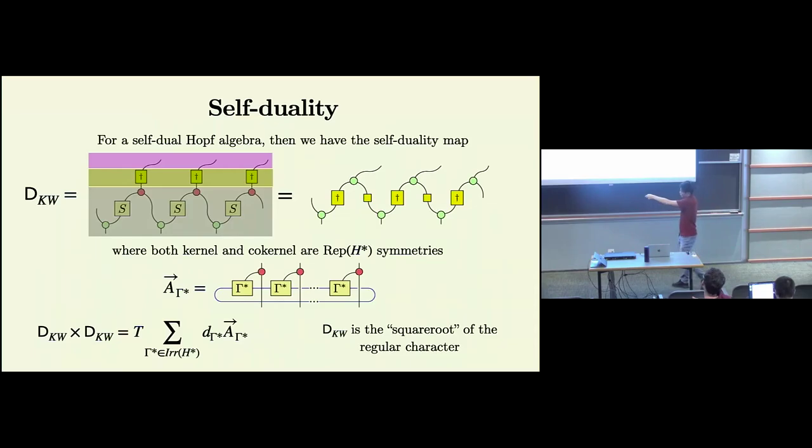And you can compute the fusion rules similarly, up to the translation. What you'll find is that you'll just get back the action given by the regular representation. So you sum over all the irreps weighted by the quantum dimension. Okay. So in some sense, this generalized Kramers-Wannier is sort of the square root of the regular character. Okay. So what Hamiltonian has this symmetry?